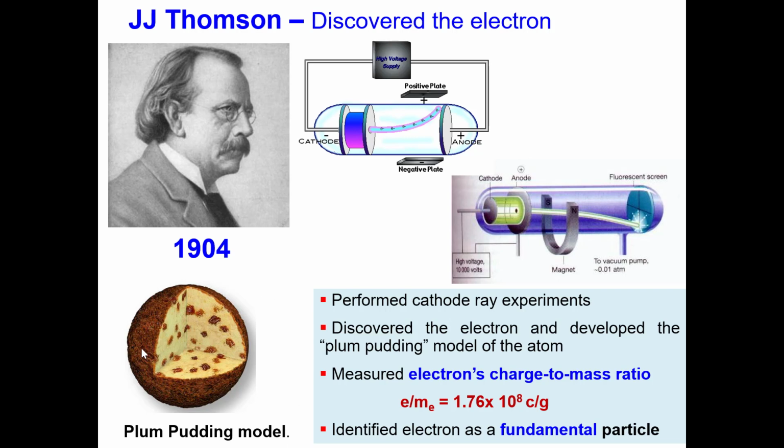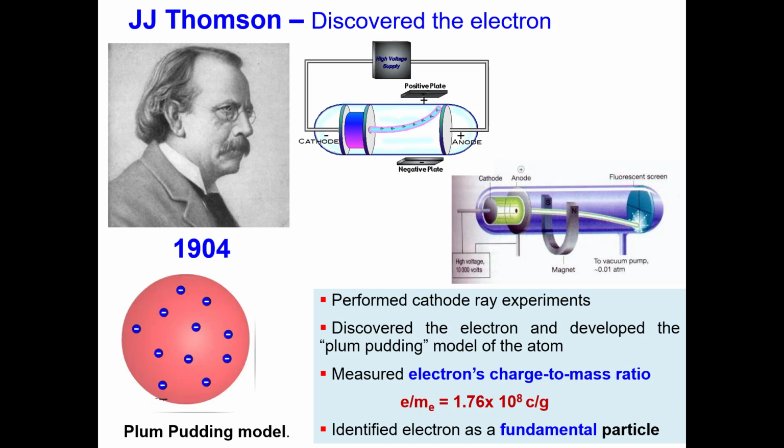His model is called the plum-pudding model, and it looks like this. There is a mass, there is a positive charge, and in this positive charge the negative charge is embedded, like the raisins here, which represent the negative charge embedded in the positive charge. The model is not just a ball; we have the ball, which is a positive charge, and inside of this positive charge is embedded the negative charge.